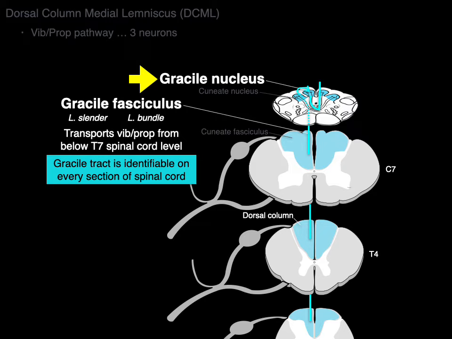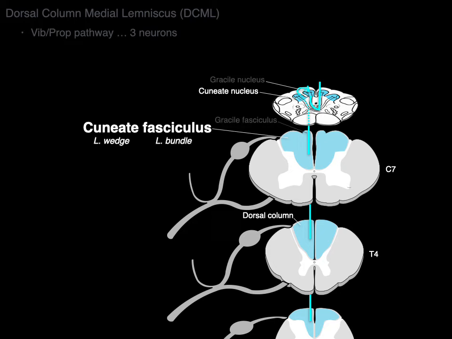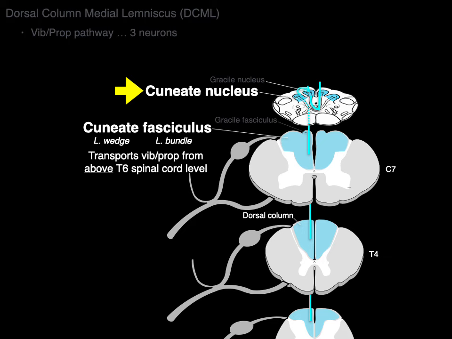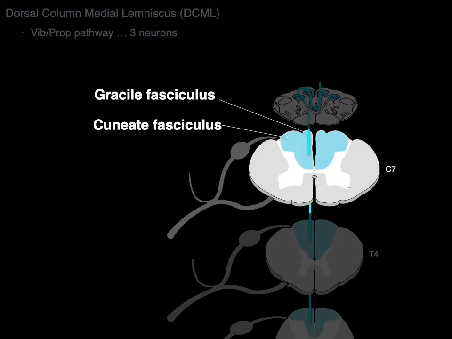The gracile tract is identifiable on every section of the spinal cord. Now, in contrast, the cuneate fasciculus, which is Latin for wedge, a bundle of wedge-shaped axons, transports vibration and proprioception from above the T6 spinal cord level. And then those primary order neurons synapse in the cuneate nucleus. And the cuneate tract is identifiable only on the upper sections of the spinal cord above T6. So there's those two fascicles, which together make the dorsal column.